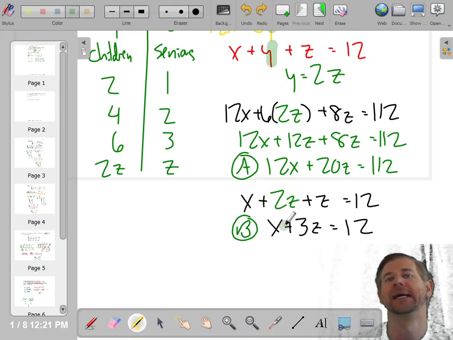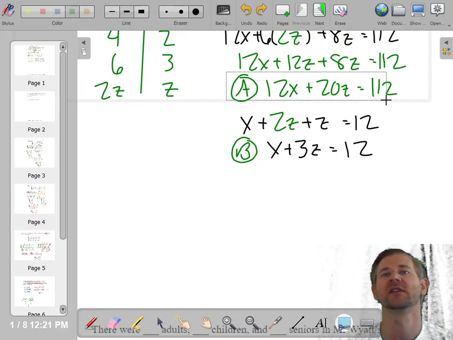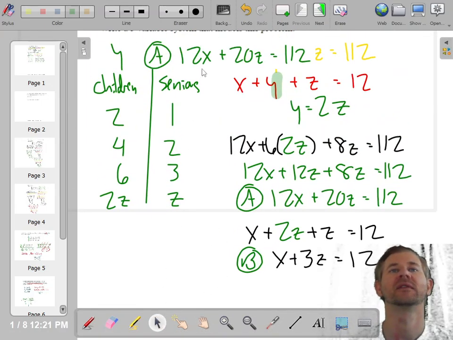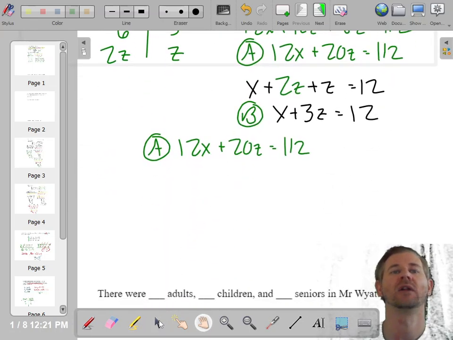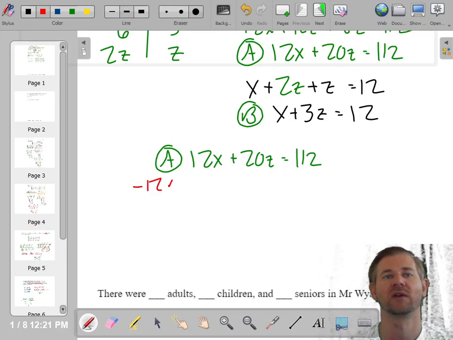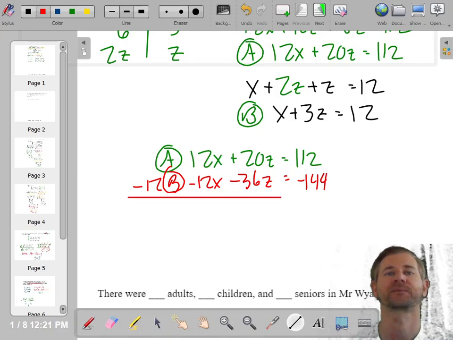To do that, I think what I'm going to do is multiply. 3 doesn't go into 20, but I can multiply line B by negative 12 to make those opposites. So I'll leave this one alone, and then I'm going to multiply line B by negative 12. So this is negative 12 times line B. So negative 12x, negative 36z, and 12 times negative 12 is negative 144.